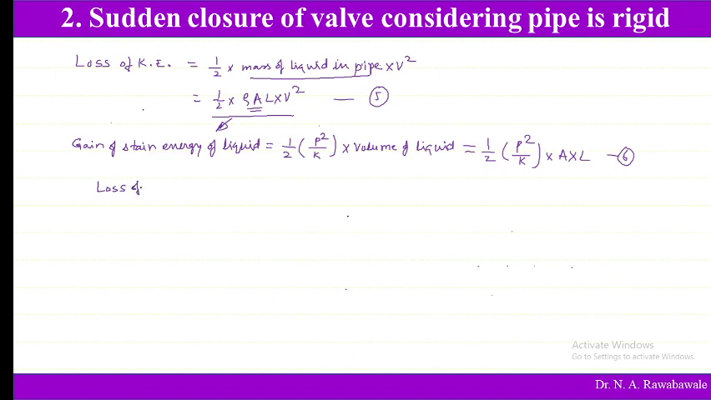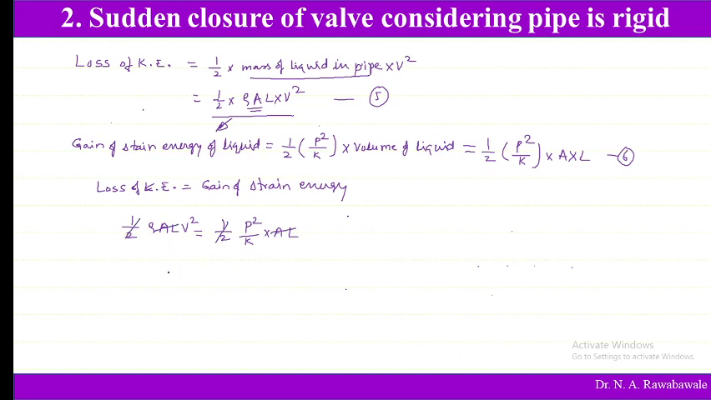Loss of kinetic energy is equal to gain of strain energy. So loss of kinetic energy is given by half rho A L V square, which is equal to gain of strain energy, half P square divided by K into A L. Now if we see here, A L is there on both sides, we can cancel A L. Half is there on both sides, half we can cancel.